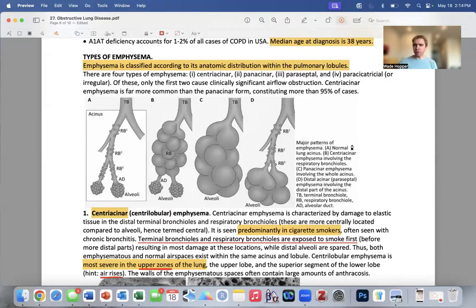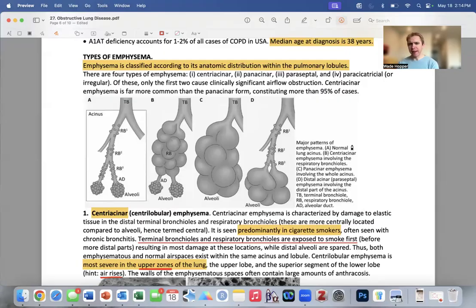And factors that could predispose a bleb to rupturing or predispose to the development of blebs would be marfanoid habitus. Typically, it's a tall, thin male in his teens to age 30 or so who gets primary spontaneous. Women get it too.